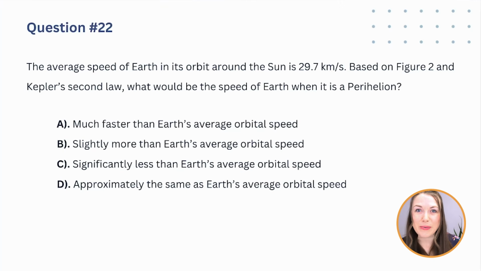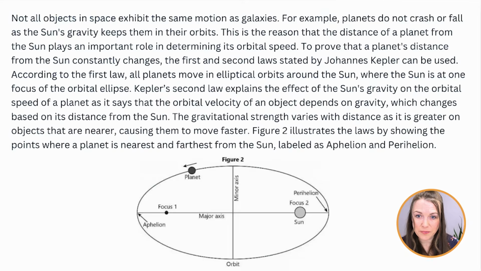Okay. Number 22. The average speed of Earth in its orbit around the sun is 29.7 kilometers per second. Well, that's pretty fast. Okay, based on figure 2 and Kepler's second law, what would be the speed of the Earth at its perihelion? Okay, so we are going to go back to the chart, and here we have the sun, and this is the perihelion, right? So we know, just looking at this, that the perihelion is when the Earth is closest to the sun.